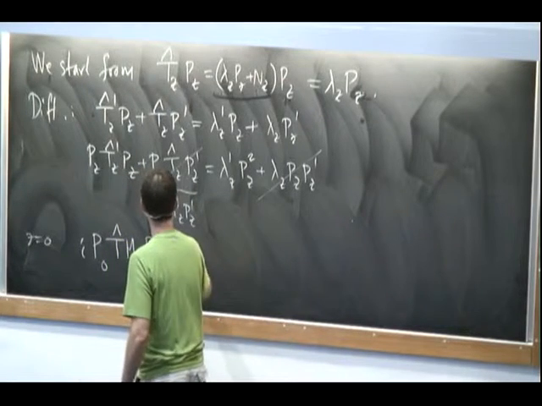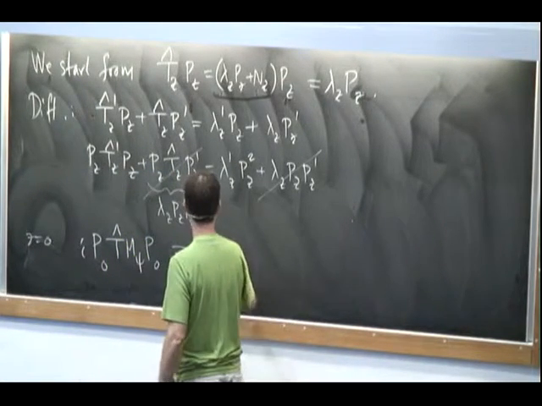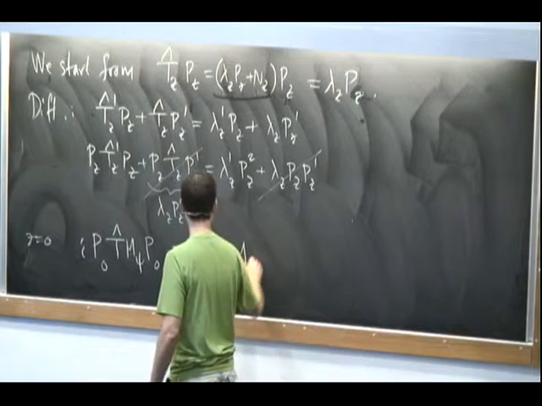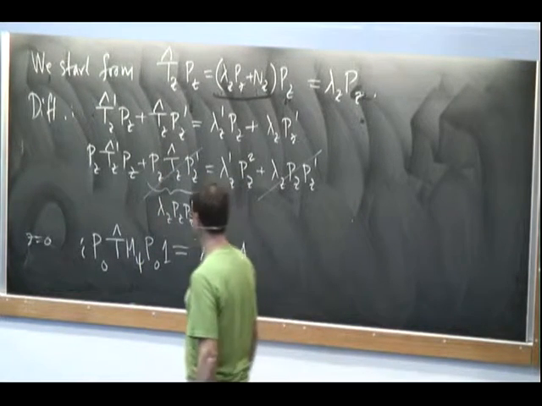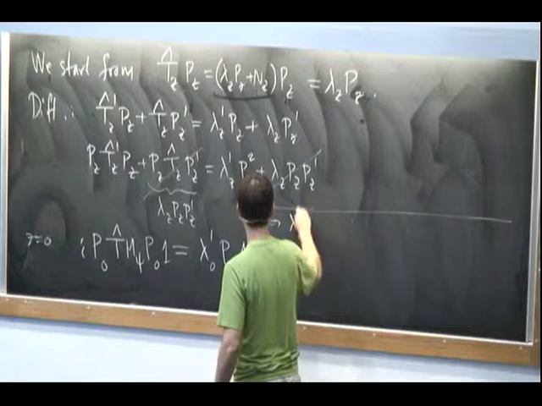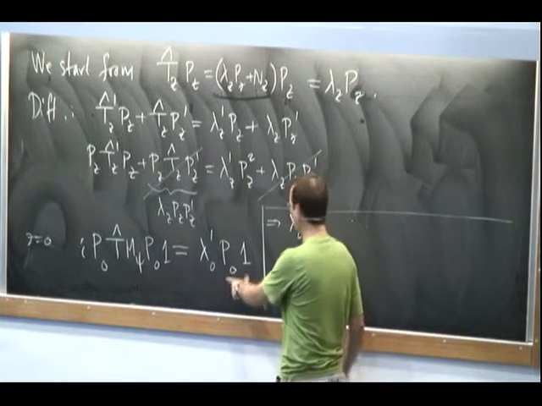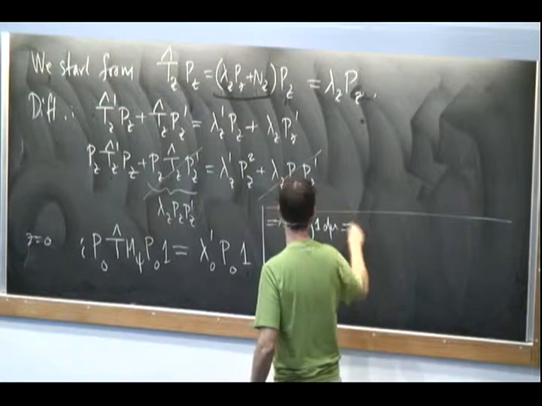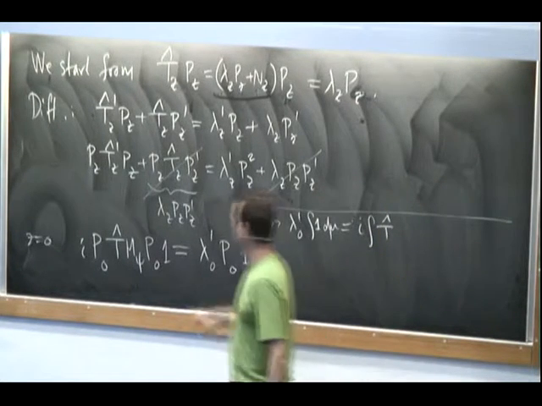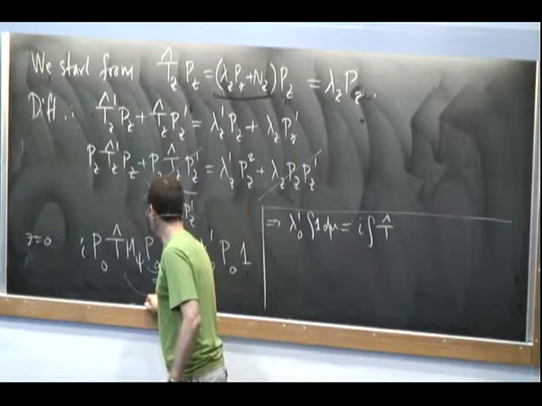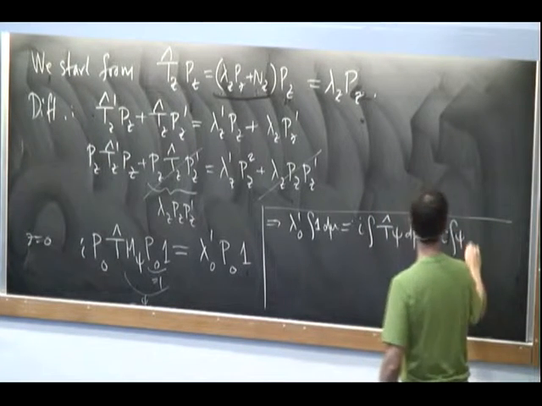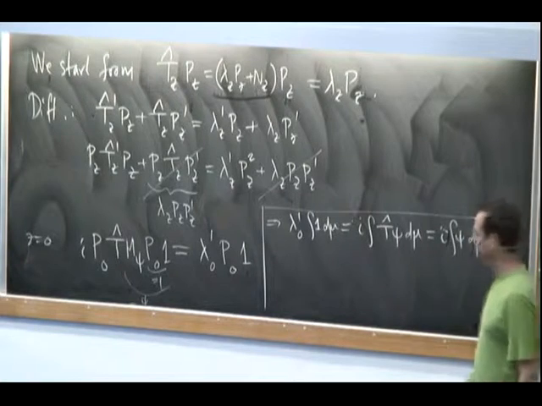Naught equals lambda naught prime p naught. Okay? So now we evaluate the constant function one and see what happens. We get that lambda naught prime p naught of one is the integral of one, that's one, equals i times the integral of the transfer operator. P naught of one is one. MC of one is psi. So it's i times the integral of psi, so it's zero. So we get that lambda prime is zero.